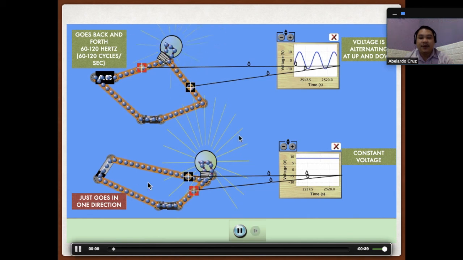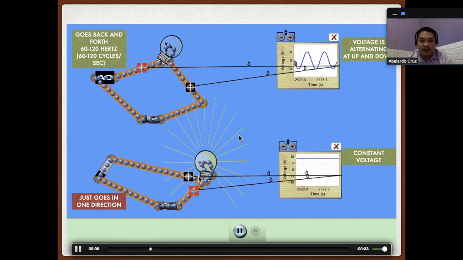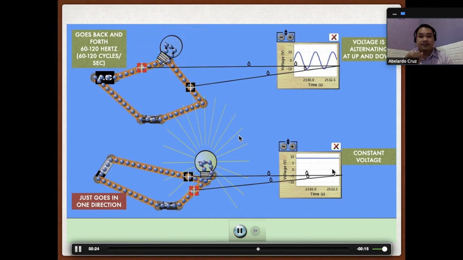Now, recognize also the movement of electrons in the direct current. From the supply of the battery, it doesn't go back and forth, back and forth. It just goes in one direction. And here, as you can see, the voltage is constant.